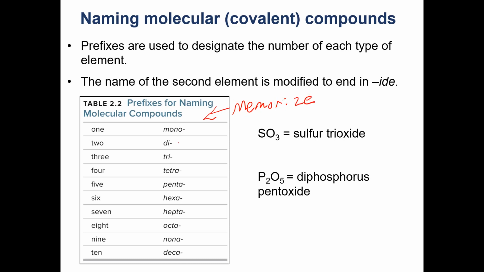So 1 is mono, 2 is di, 3 is tri, which these are probably fairly intuitive. These are prefixes that we use quite frequently for 1, 2, and 3. And we keep going for tetra, 5 is penta, and so forth, all the way down to 10 is deca. So for example, SO3, there's only one sulfur and there are 3 oxygens, so we would call this sulfur. There's 3 oxygens, so we put the prefix tri here, and we change the ending to "ide", so we would call this sulfur trioxide.